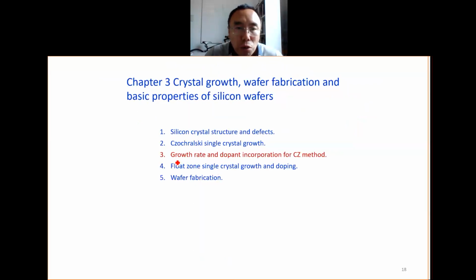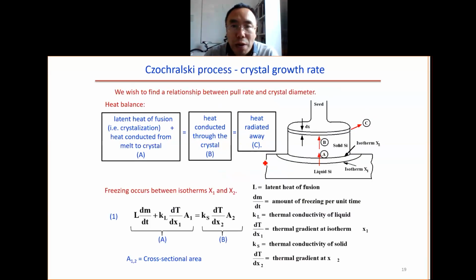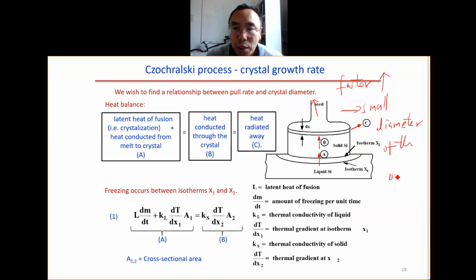So now we want to know the growth rate, how far we can grow. Obviously, the faster you pull it out, the pulling speed, the smaller the diameter of the boule. So now we want to figure out the relationship between the pull rate and crystal diameter.